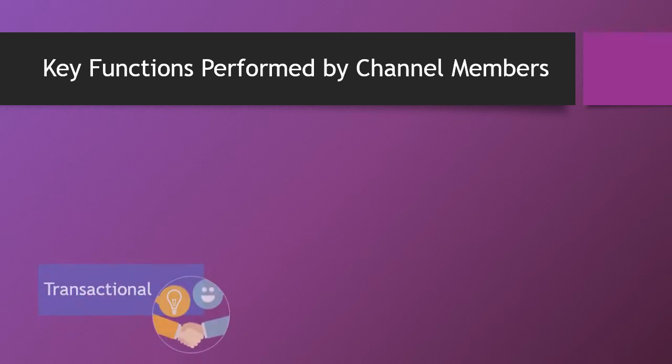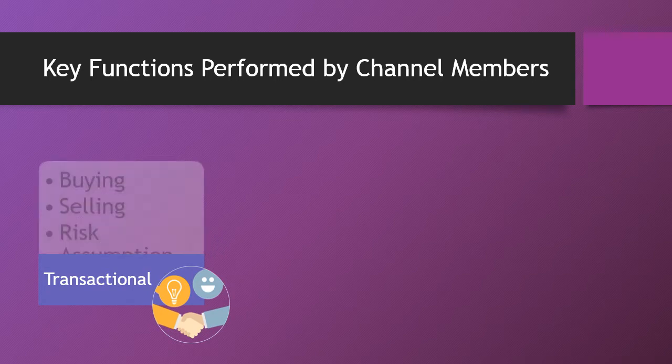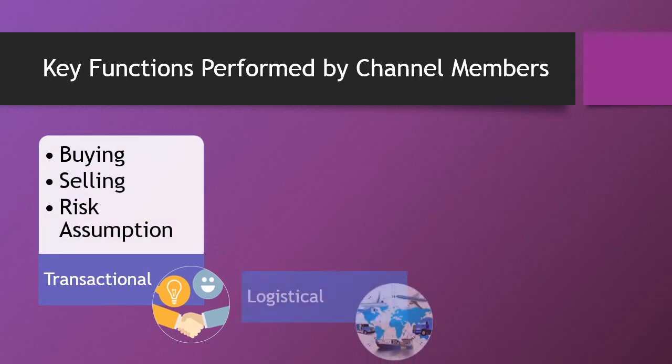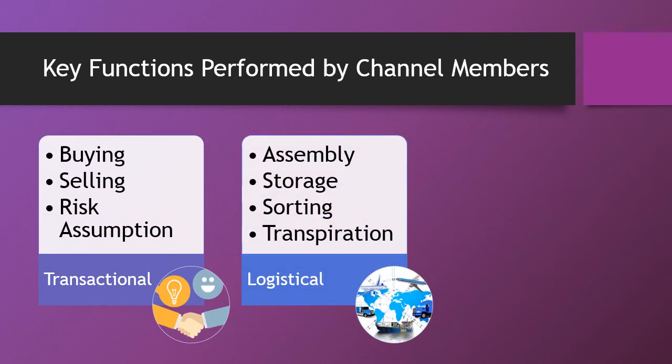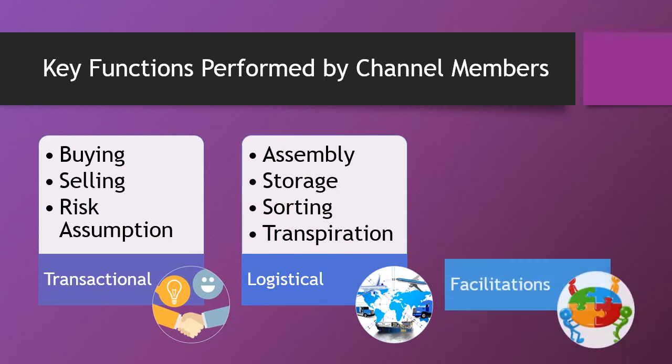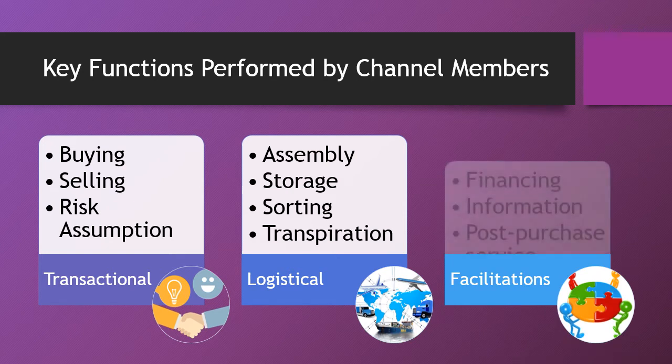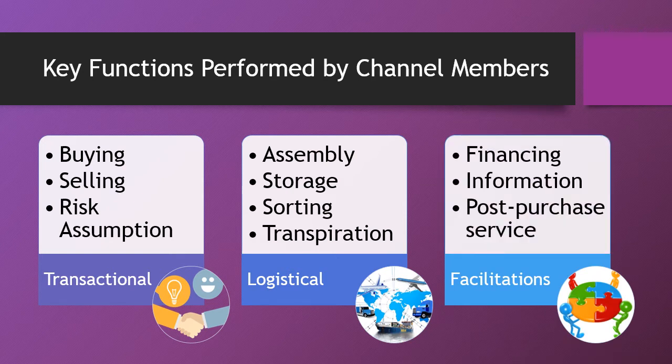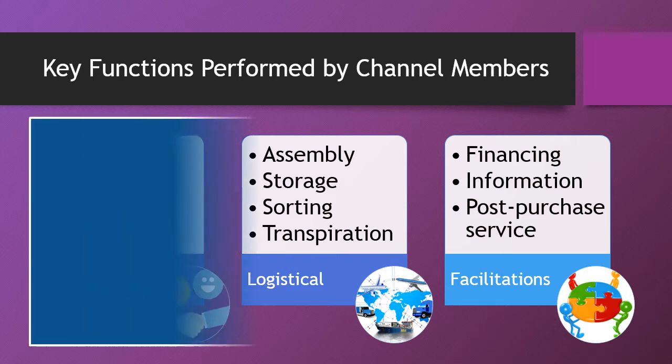These functions are transactional functions: buying, selling, and risk-taking assumptions. Logistics functions, such as assembling, storing, and sorting. And then there are also facilitation functions: post-purchase services and maintenance, financing, information dissemination, maybe even some leadership. Now, these functions are all necessary for the effective flow of products and titles to the consumer and payment back to the producer. Now, members of the marketing channel perform many key functions.